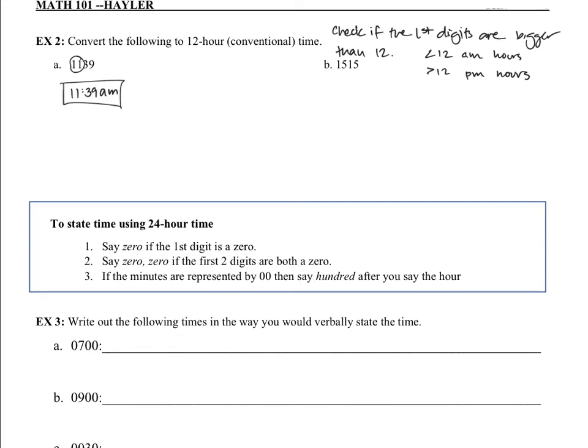For B, though, let's go ahead and check those first digits. Those are 15. Those are bigger than 12. So I know this has to be a PM. How do I figure out which PM, though? Well, the plan is to take the first 2 digits and subtract. What do you think it's going to be? 12. All right, so we're going to take 15, subtract 12, and we get 3. So this is going to be 3, and then bring down the minutes, the other 15, 3:15 p.m. So those are the minutes we brought down.